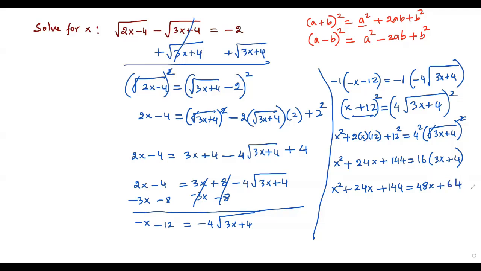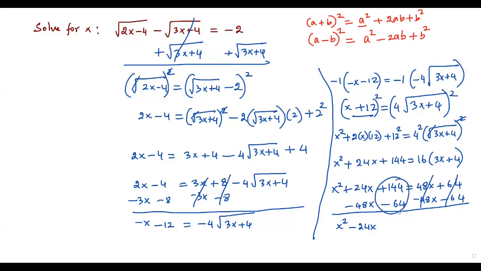Okay, so now to get the quadratic equation in standard form, I have to get 0 on the right side. So I have to get rid of this 48x and 64. So I subtract 48x from both sides and I subtract 64 from both sides. Okay, so this one will cancel out x squared. Now when I combine positive 24x and negative 48x, it will be negative 24x. Sorry, I forgot to write negative 64 over here.